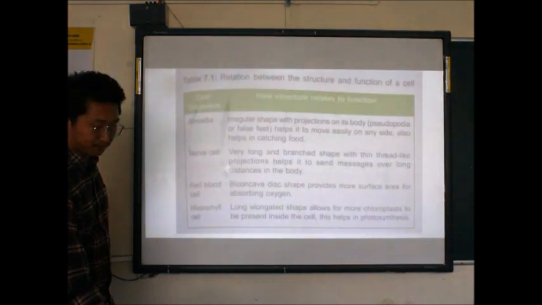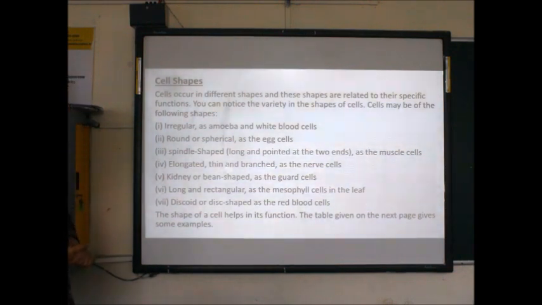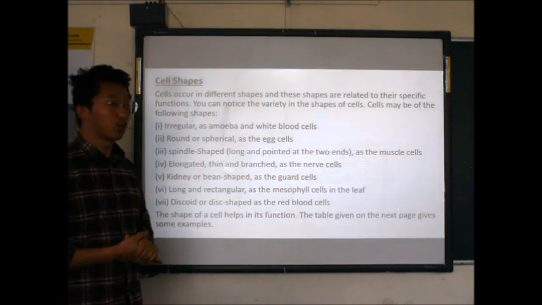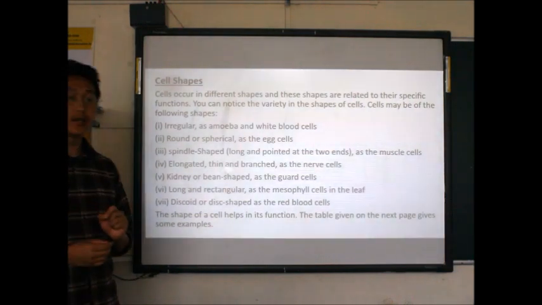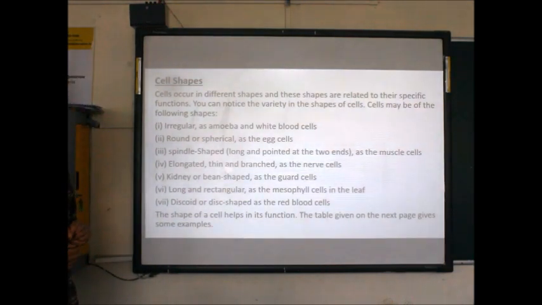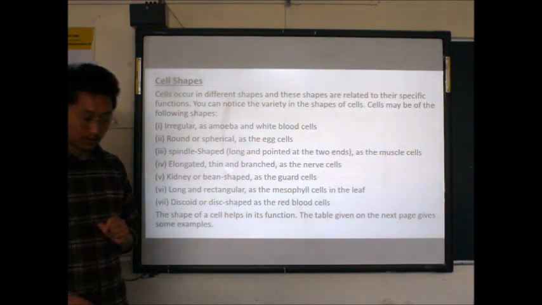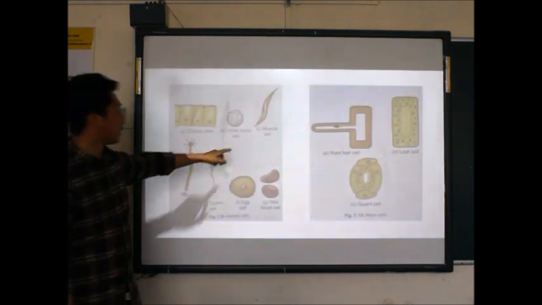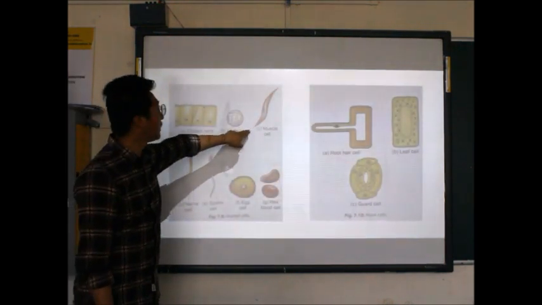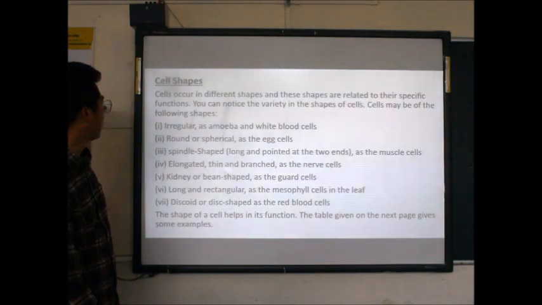The third one is spindle shape, long and pointed at two ends. This spindle shape cell is long and pointed at the two ends, as in the muscle cell. The muscle cells have spindle shaped cells. You can see in the picture the shape of the muscle cell is pointed and narrow at the two ends.